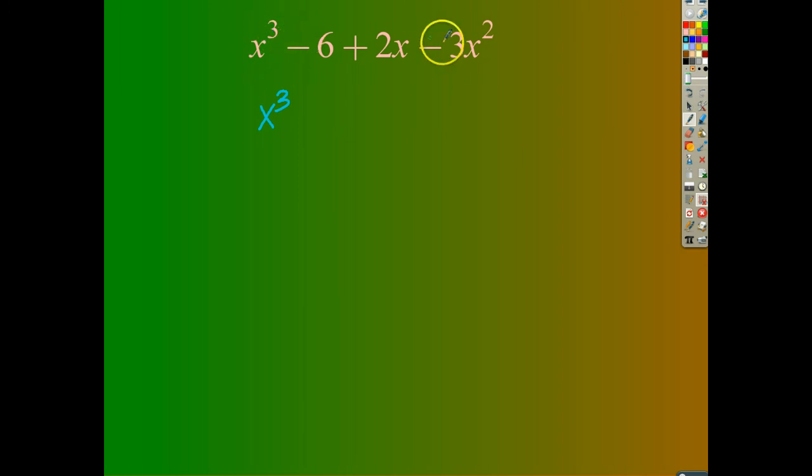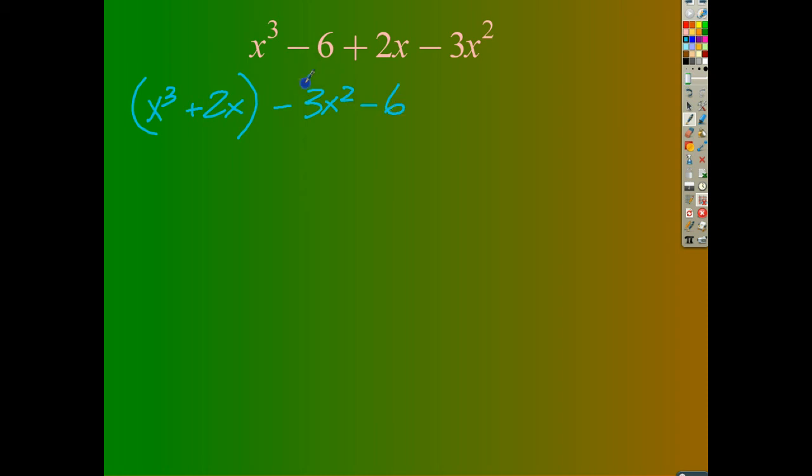Or I could do x cubed and 3x squared, because I could take x squared from both of those, and then these are both even, okay? So either way, it's going to work. In fact, let's go ahead and do both of them right now. We'll say x cubed plus 2x, we'll factor that one out, and then we'll say minus 3x squared minus 6.